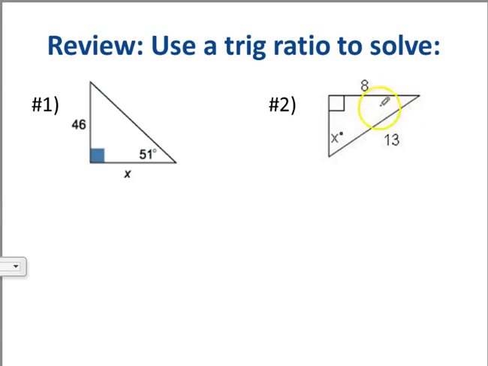Let's look at number 2 because that's an example. In number 2, our unknown is an angle measurement, which tells us that when we go to finally solve, we need to use the inverse of sine, cosine, or tangent. So we need to find this angle measurement, which means this is our reference point.